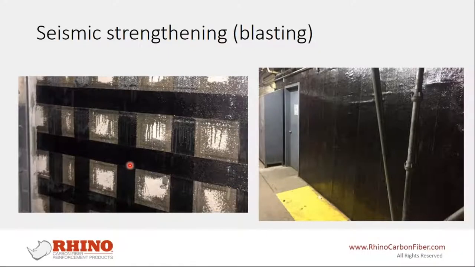So there are some other applications as well. Here is an example of seismic strengthening for blasting. Basically, the engineer wants to cover the wall with carbon fiber in a very dense pattern like the picture shown on the left, or simply cover the entire area like the one on the right. The carbon fiber over there will help absorb the tensile waves from blasting and thus protect the structure from damage.